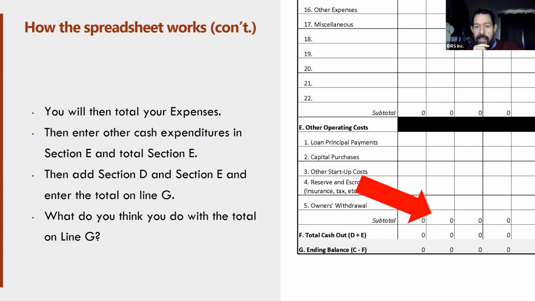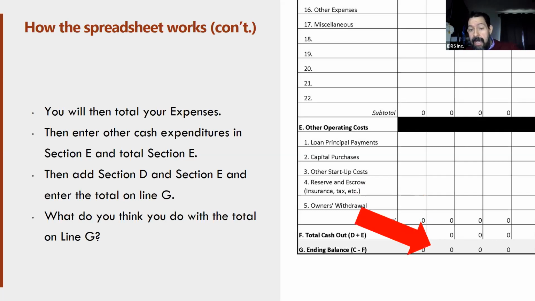Same thing with capital purchases, because what you do in an accrual system is you don't talk about when you actually buy it. How you expense that is through a method called depreciation. Depreciation is way too complicated to talk about here, but that's what would actually go on your profit and loss statement. But if you spent cash to buy that capital purchase, we definitely want to show that that money is leaving the business. Other startup costs, reserve and escrow, such as a security deposit, things like that, and owner's withdrawal, and we'll talk about that in just a second. So we're going to add up E, other operating costs, put it there.